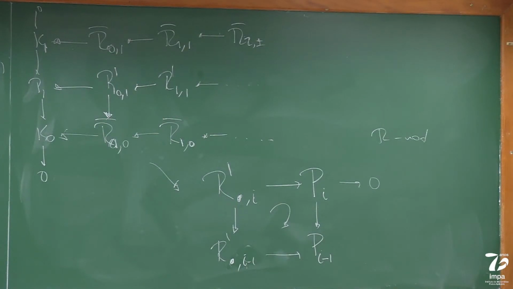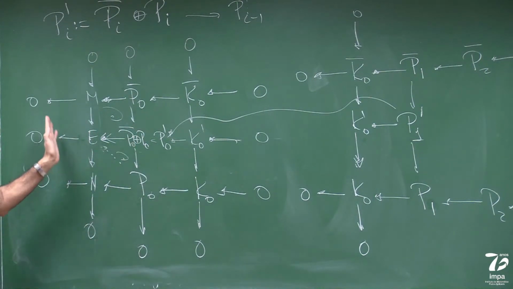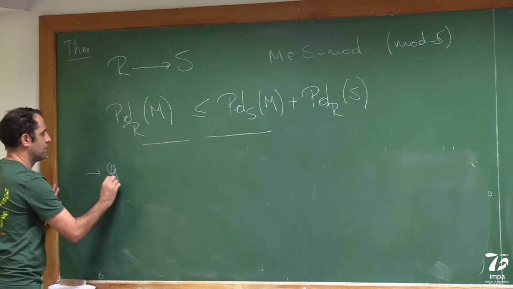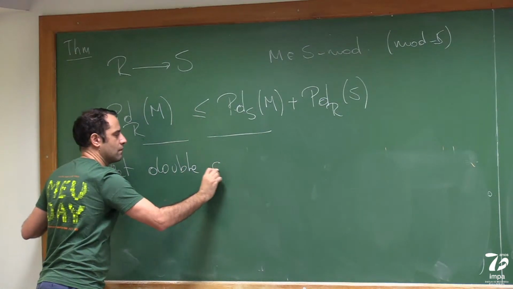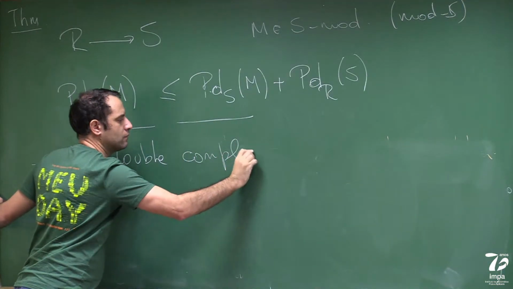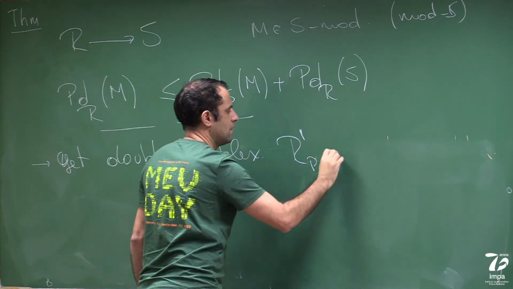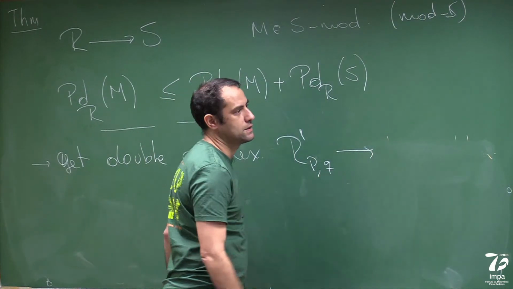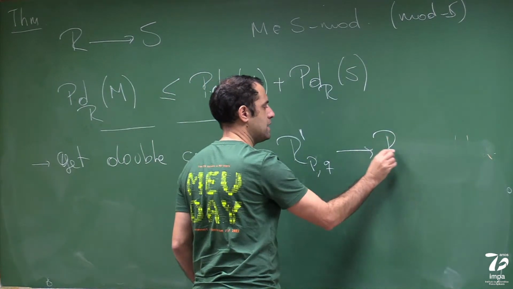Remember, the book does something funny: he calls a double complex not something where everything commutes, but where they anti-commute. So you need to change the signs of every alternating column. But the point is that we have a double complex. We get a double complex R prime PQ mapping into, I'm doing this on the second one, PQ.